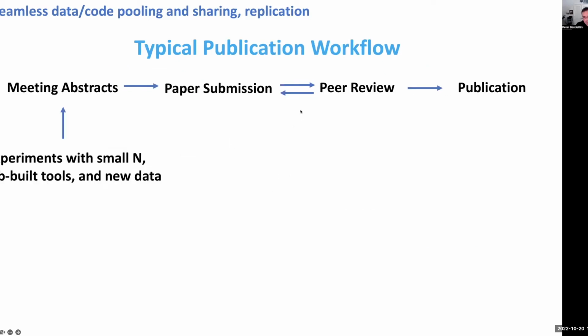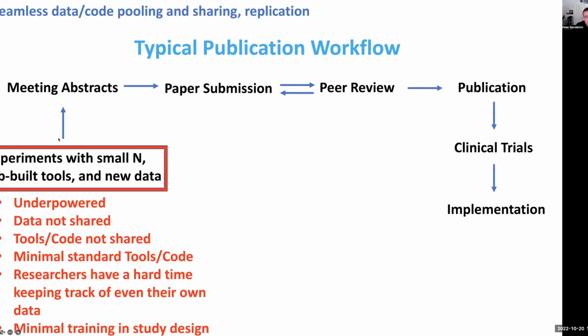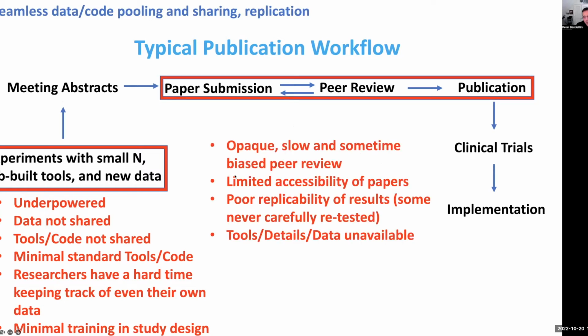And a brief statement on our publication workflow. Writing papers and having them reviewed seems still outdated. The typical publication workflow is that you have the meeting abstracts, paper submission, peer review, and then finally publication. Then if everything goes well, you have clinical trials and clinical implementation. We're not even really there yet with fMRI. We're still sort of in this area right here. And it seems that there has to be a better model for doing this than just through papers.